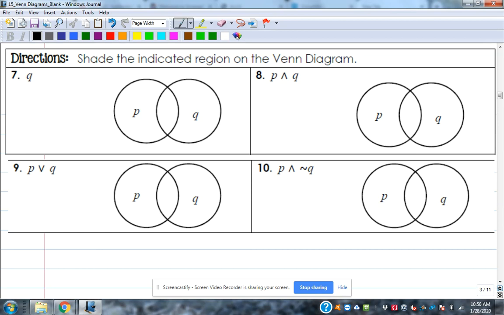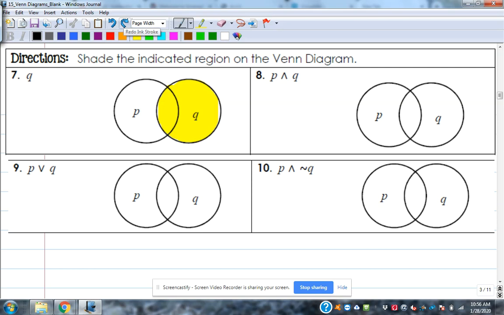Or would you shade the middle too? Well, what is it asking for? Things that are in what? Q. Are the things in that middle piece in Q? Yes. So then I'm going to shade both of them, the whole circle Q. Because those elements in that middle piece are part of Q. They happen to be part of P as well, but they're part of Q, and that's all it asked for, all the things that are part of Q. I'm just using a highlighter there. If you want to, just shade like that, that's fine too. Just using that so we can still see what's going on there.